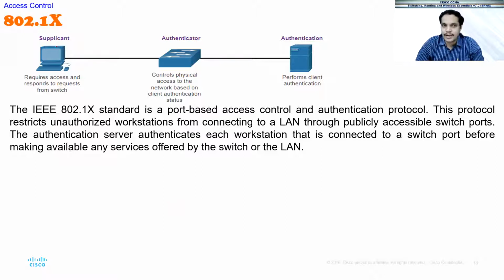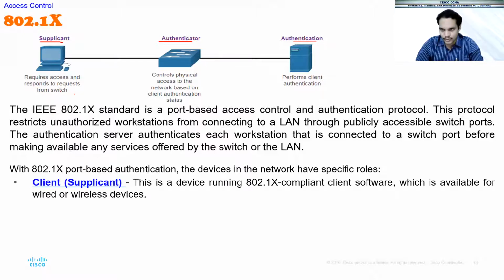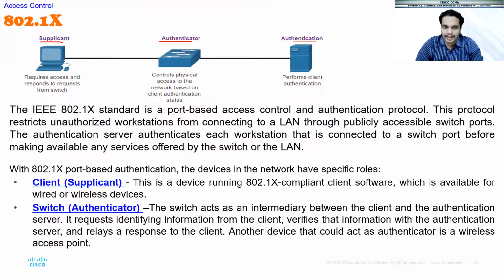Now, if you see in this diagram, you can see that there is a supplicant. There are three actors: the supplicant, the authenticator, and the authentication server. The supplicant is nothing but the client device. The client device is the one which requires access and responds to requests from the switch. This is the supplicant or the client. The third one is the switch, the middle one, which is also called the authenticator. This acts as an intermediary between the client and the authentication server. The switch requests the identifying information from the client. It verifies the information with the server and then relays a response to the client.